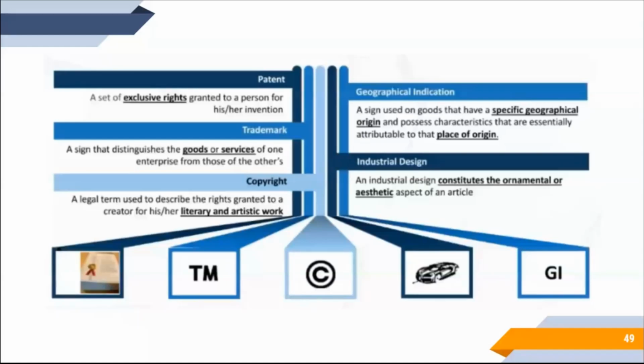Then geographical indication, it is like the product is going to be available only in this geographical location. Example, Tirupati Laddu is available only in the Tirupati Devasthanam. So it has a geographical indication.